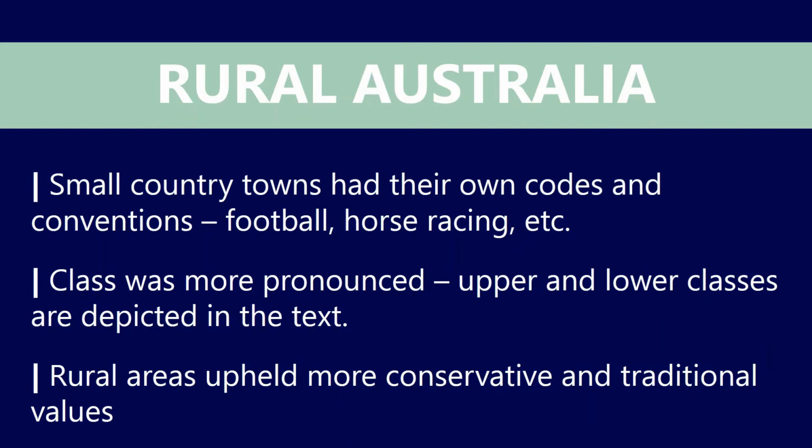Now, class was often a lot more pronounced in these rural country towns. We have upper class and lower class, so the Beaumonts definitely are that upper class, and the lower class would definitely be Teddy's family, and these are depicted in the text. I guess we also have Molly as well, who would be considered quite lower class, and we also had that middle class, which we'd probably consider to be the Pratts. They own the town store, and rural areas definitely upheld more conservative and traditional values, not as extreme as we have in Salem, but they still are present in Dungatar.